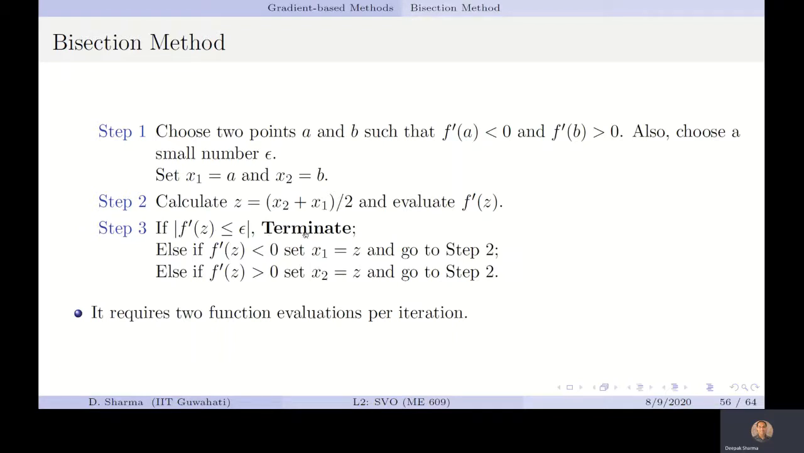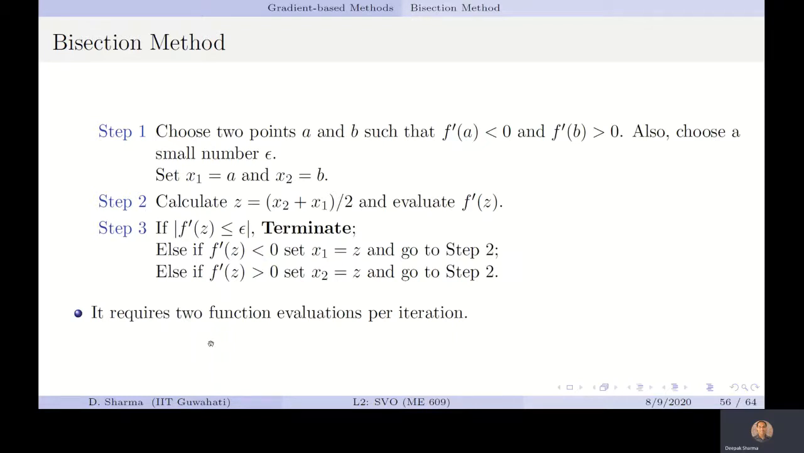If not, then we look at which region we can eliminate. If the derivative of the function at z is smaller than 0, we know the minima will never lie from A to x1, so x1 becomes z and we go to step 2. If the derivative is greater than 0, the minima will never lie from z to B, so x2 becomes z and we go to step 2. Again at step 2, we find the middle point, find the derivative, and check the termination condition. We continue until the algorithm terminates.